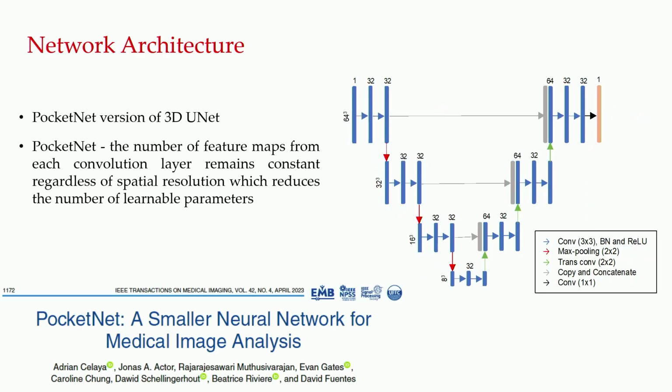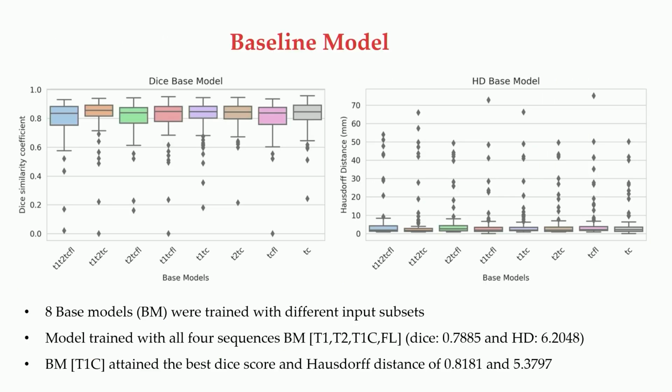For the architecture, we use the 3D pocket U-Net, which is like a regular U-Net, but the difference is that the number of feature maps in the encoder and decoder remains constant, regardless of the spatial resolution reduction. This reduces the total number of learnable parameters, and reduces the time taken for model training. Initially we trained 8 baseline models with different input sets.